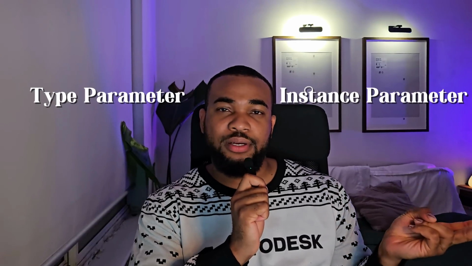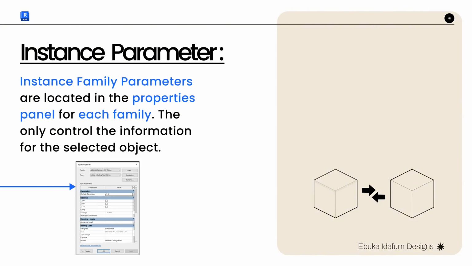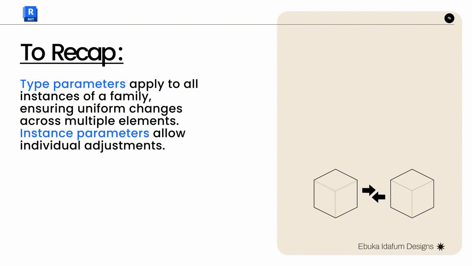The next step is to define what type of parameters are going to be used in the family. There is a type parameter and there's an instance parameter. I'll explain. The type parameters are located in the type properties, which can be accessed from the edit type button at the top right of the properties window. They control any family of that type. On the other hand, the instance parameters are located in the properties panel for each family. They only control the information for the selected object. Type parameters apply to all instances of a family, ensuring uniform changes across multiple elements, while instance parameters allow just for individual adjustments. I hope that makes sense.